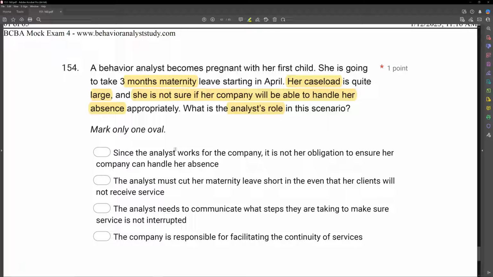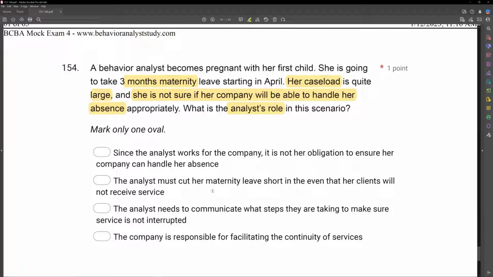A, since the analyst works for the company, it is not her obligation to ensure her company can handle her absence. Now, what would the ethical code say about that? And you need to ask yourself that from here on out. What would the ethical code say about that? Well, of course, you should know the ethical code does not imply that she has no responsibility in the continuity of services. That just, of course, isn't the case. If she's got this large caseload and she's gone for 3 months, there are steps she needs to take to try to ensure her clients aren't harmed and that they somehow resume services.